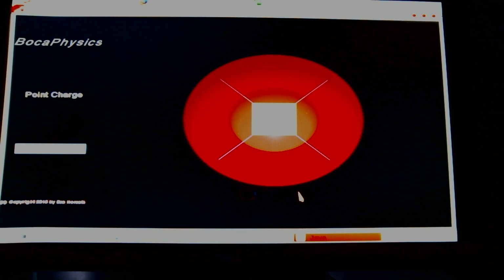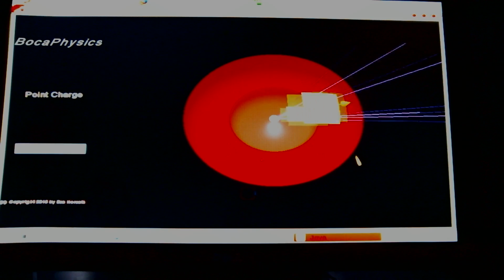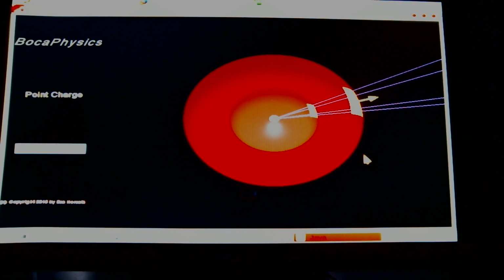In this next simulation, there are two Gaussian surfaces drawn around a single point charge. It matters not how large the Gaussian surfaces are, the flux remains the same. To understand this, consider the electric field lines.